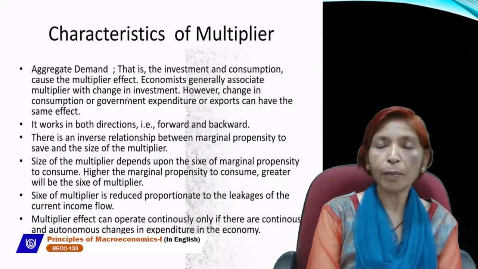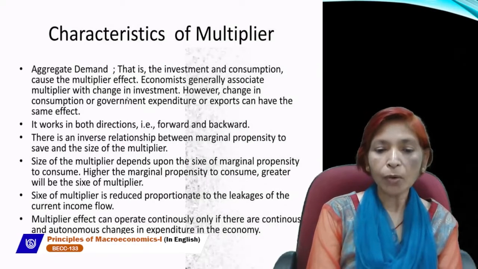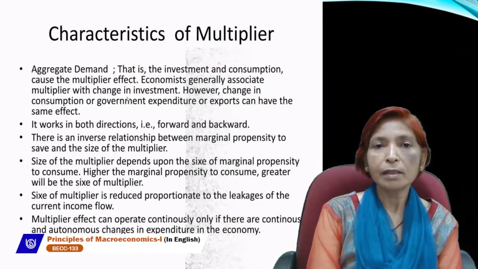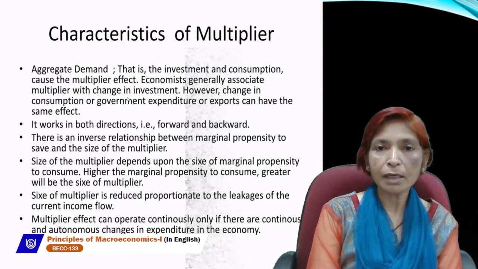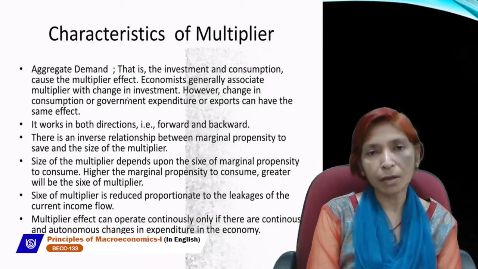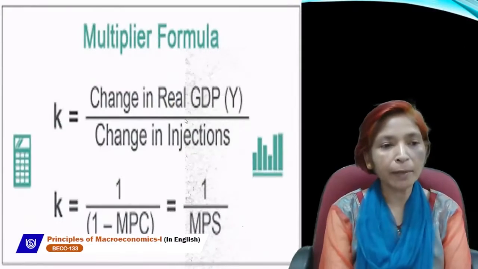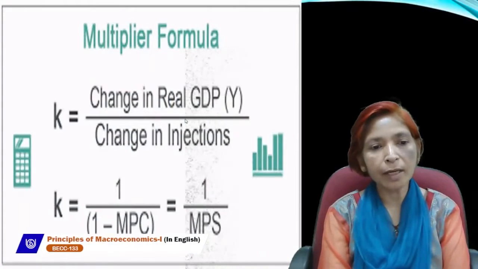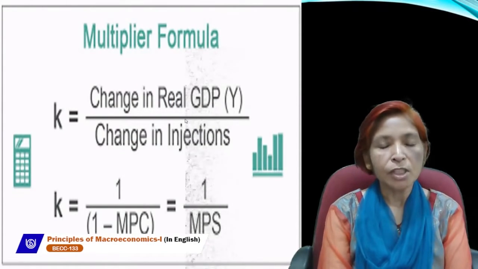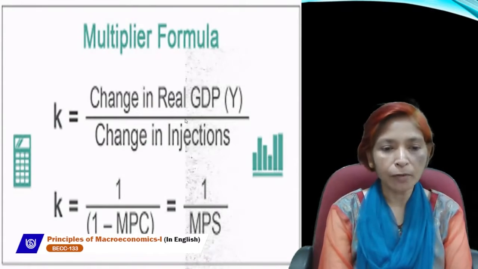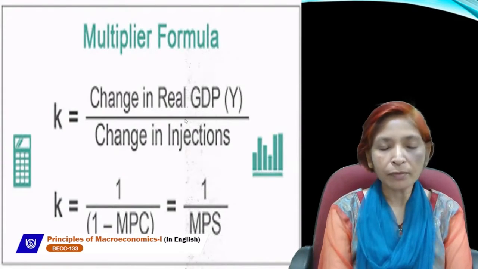Multiplier effect can operate continuously only if there are continuous and autonomous changes in expenditures in the economy. Multiplier is denoted by K and its formula is delta Y upon delta I, change in income due to change in investment. It has other formulas also.